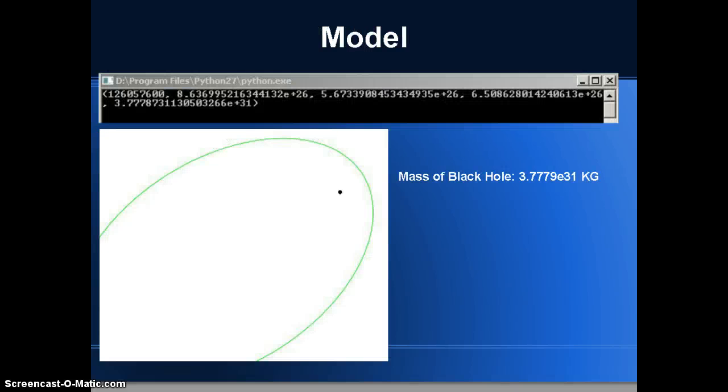Then we ran the model. When running the model, we are given two things. The first is a picture. Here you can see the black hole, and here the orbit of the star, using the position data given. We're also given a screen which gives all sorts of useful pieces of information, including time and different pieces of force. This last number here is the mass of the black hole. The mass of the black hole is 3.779 times 10 to the 31st kilograms.